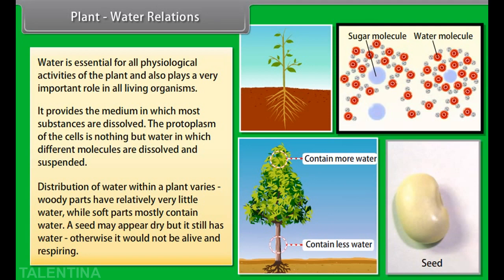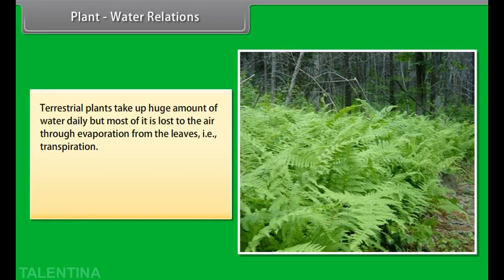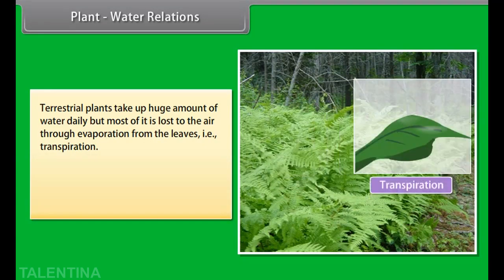A seed may appear dry, but it still has water. Otherwise, it would not be alive and respiring. Terrestrial plants take up huge amounts of water daily, but most of it is lost to the air through evaporation from the leaves, which is termed transpiration.